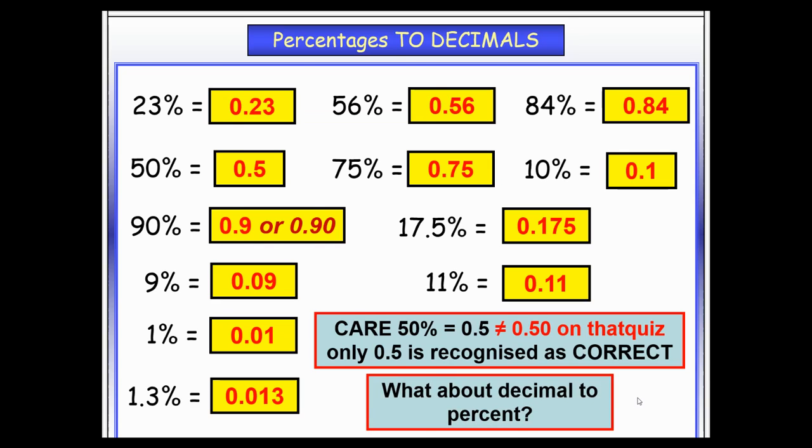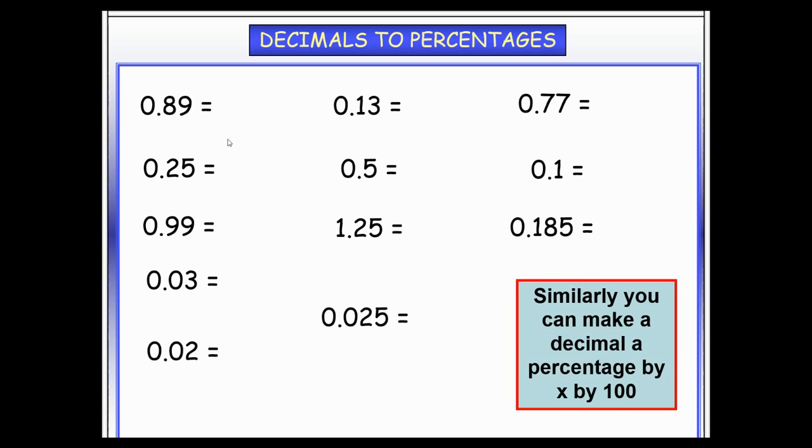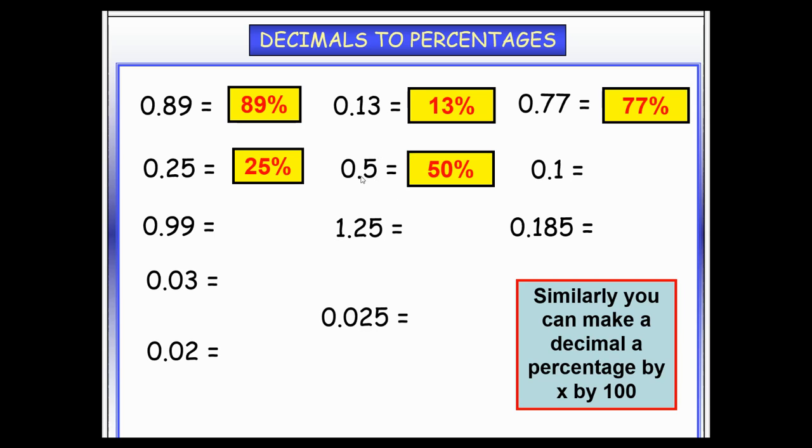Okay, so what about decimals to percent? You can do the exact same. 0.89, when you times by 100, jumps to 89%. So the reverse is times them by 100. That'll be 13%, 77%, 25%. What will that be? A half is 50%. So remember, if you've got one decimal place, you still have to times it by 100 to move it 2. So 0.1 is actually 10%.